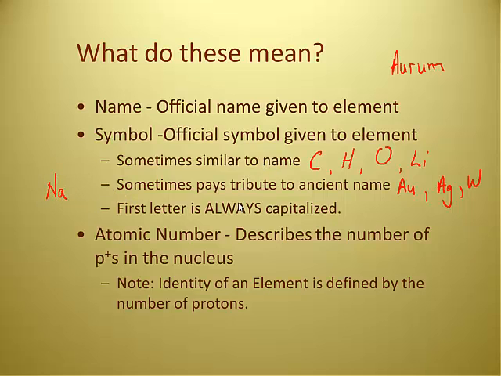Na, for natrium. And the first letter's always capitalized, right? Yes, the first letter is always capitalized. The second one is always lowercase, if there is a second one. And do I actually get it wrong if I put this? Yes, that is wrong. Okay, so that's nitrogen and some other element that hasn't been discovered yet with the symbol A. All right, so I don't want to put NA, I want to put Na.